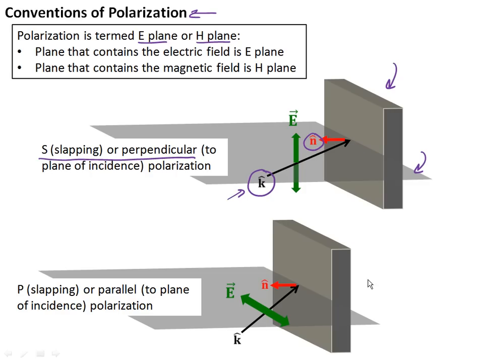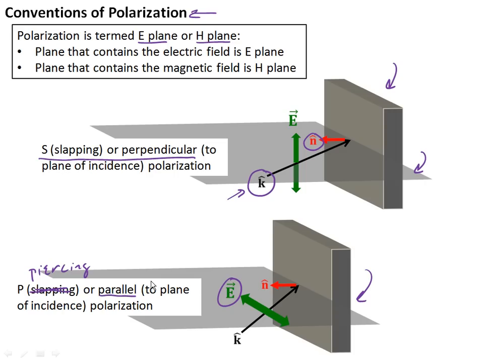In the case, on the other hand, where the electric field vector lies in the plane of incidence, and that's shown in the case down here, notice our electric field vector is in the gray plane rather than sticking up and down from it. We call it P, and this word should not be slapping. It should be piercing polarization. That's why it's called p-polarization, or parallel polarization, because that electric field vector is parallel to the plane of incidence.